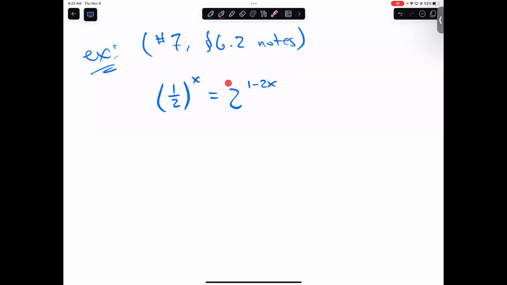But the other thing we should notice is that the base here is 2, and the base here is a half. And 2 and a half, those are related, right? I can think of 1/2 as a power of 2. How do you write 1/2 as a power of 2?